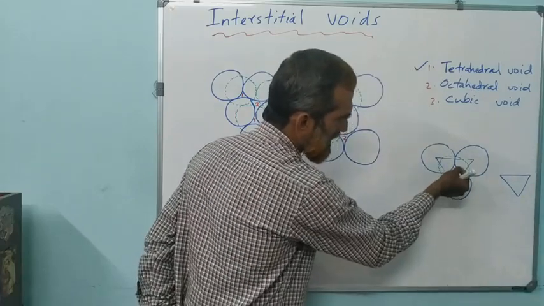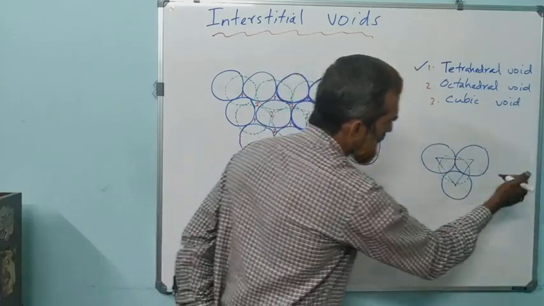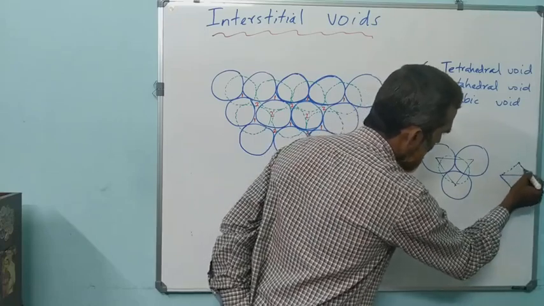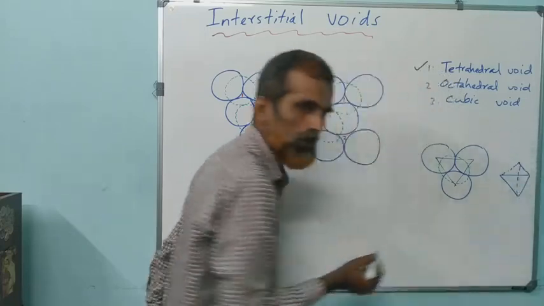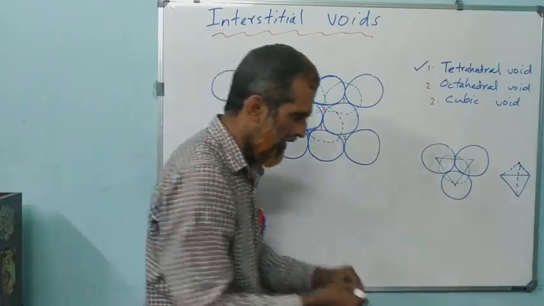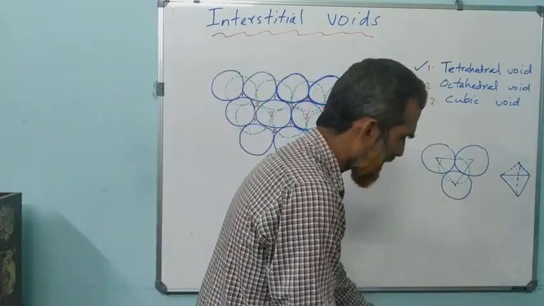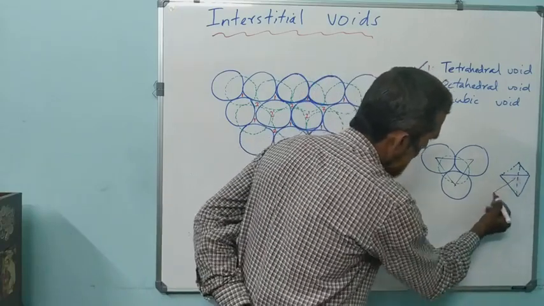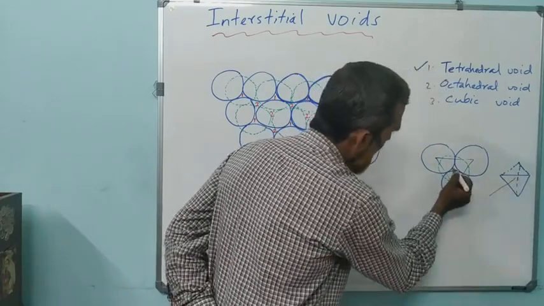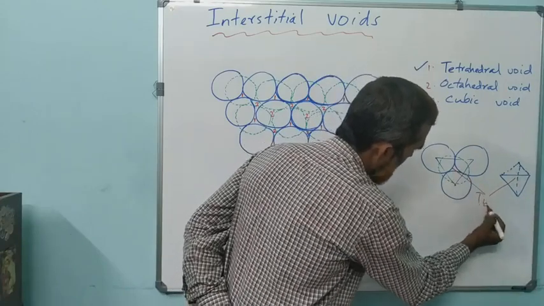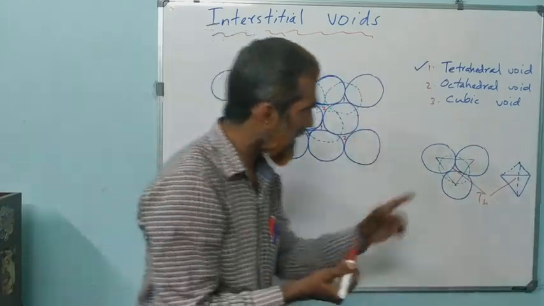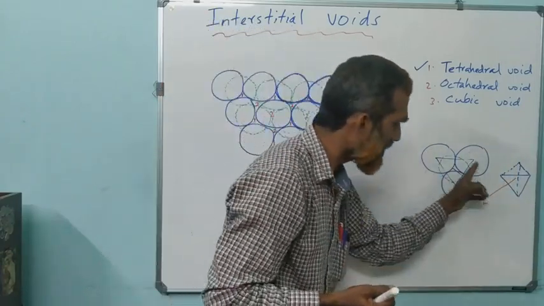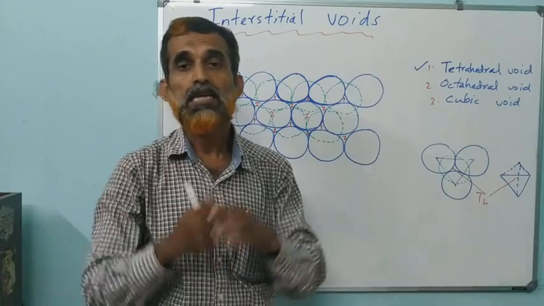The center of the sphere above this, suppose it is shown out here somewhere, and connect it to all these corners. You can see that this looks like a tetrahedron, right? And the empty space is somewhere at the center of this tetrahedron. This empty space is called a tetrahedral void. So this is called a tetrahedral void because if we join these four spheres, it gives a tetrahedron.